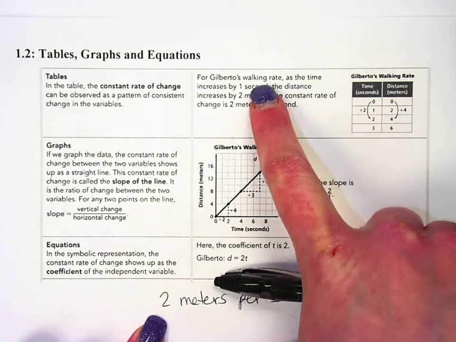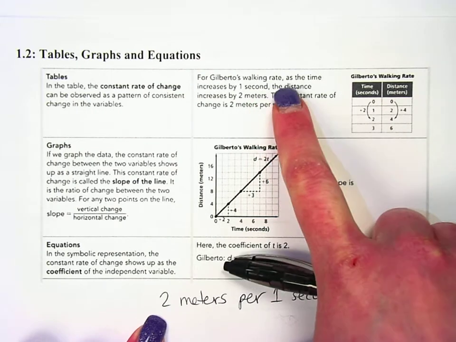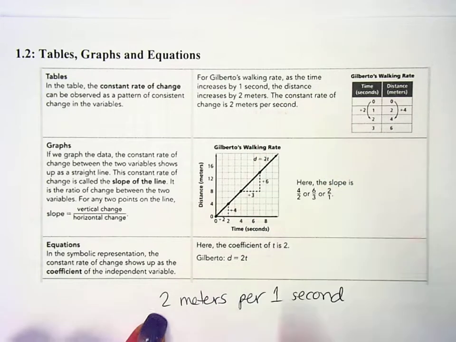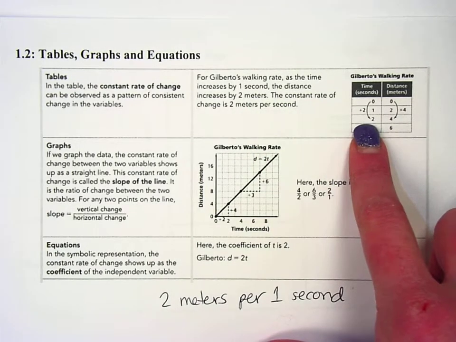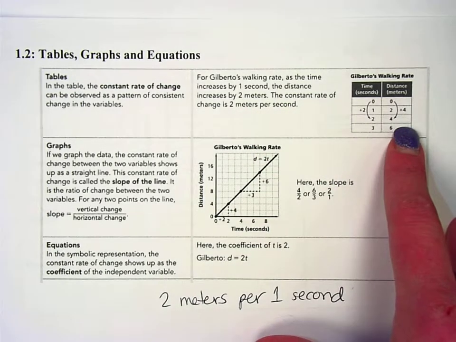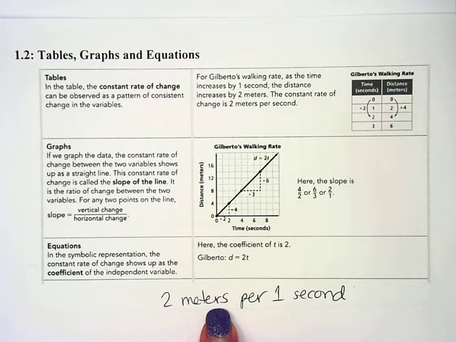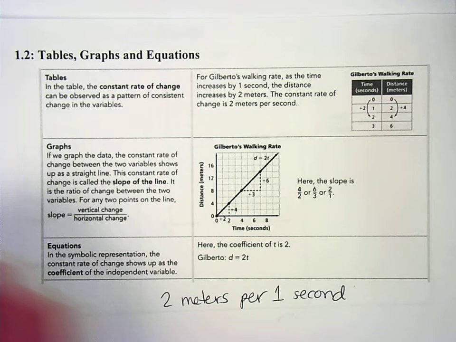In our scenario, it says Gilberto's walking rate, as the time increases by 1 second, the distance increases by 2 meters. So we're putting in time as my independent, and I'm getting out distance in meters. How we would say his rate is 2 meters per second. Okay, so let's look at how do we see that in a table.